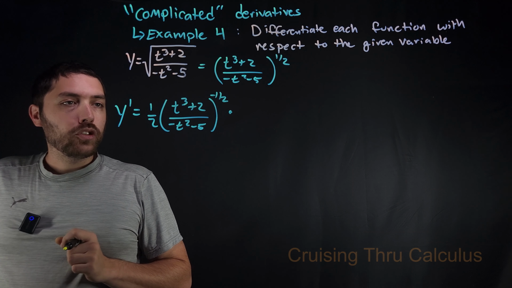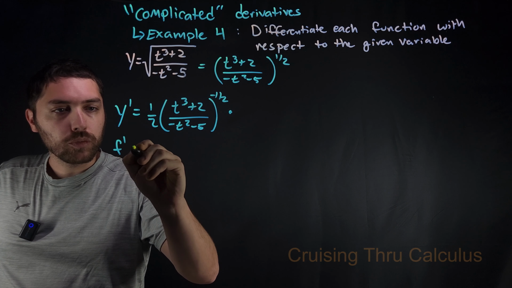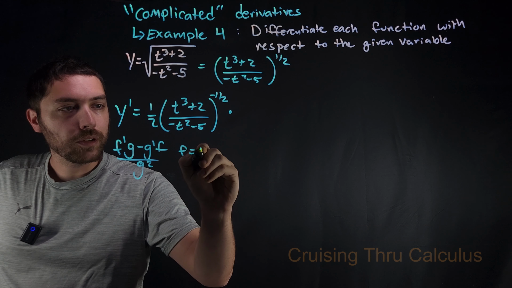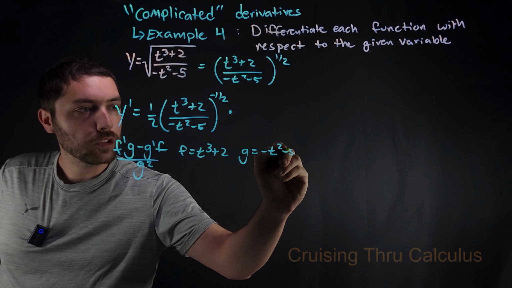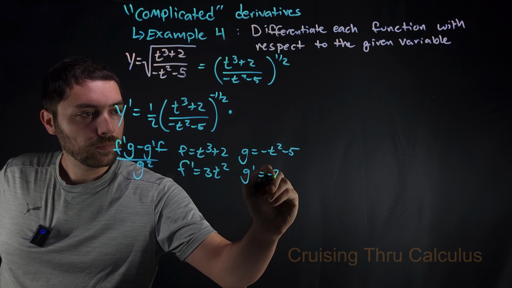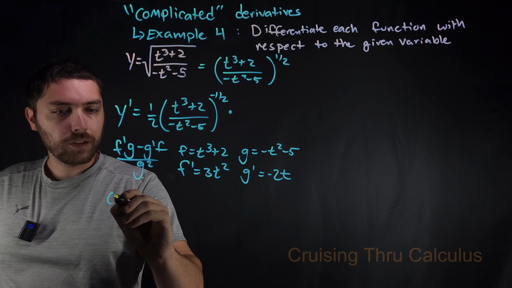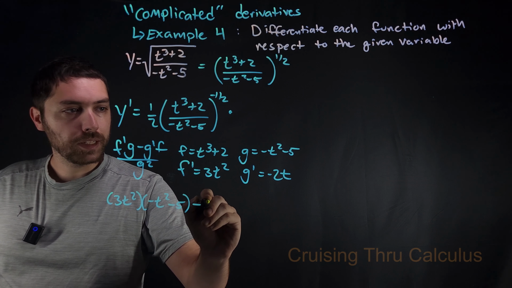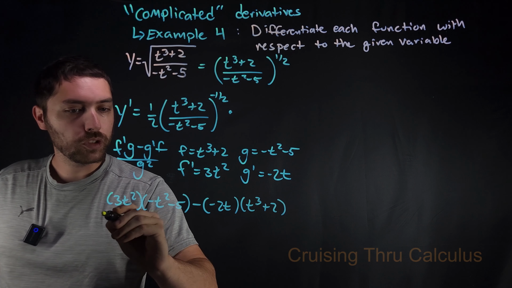Now I can't just find that super quickly here, because this is going to be a quotient rule. So let me write down the quotient rule here. Let me write down our f and our g pieces, and then let's find the derivative of each of those. Perfect. Okay, let's take these and plug it into the formula. It's going to be f prime g minus g prime times f, all over g squared.